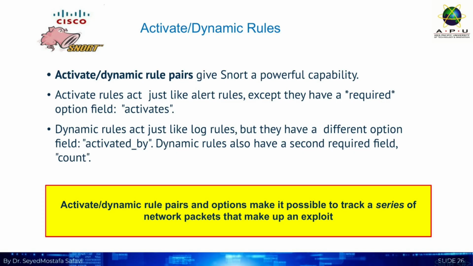Let's elaborate on the activate dynamic pair. They work together to track the multi-step attacks we saw in the intrusion lifecycle. An activate rule fires on the first suspicious step. It has a mandatory activates field. This activation turns on a dynamic rule, which then monitors for the next step of the exploit. The dynamic rule is idle until the activate rule enables it. It needs a count field to track how many times it has been triggered. This is essential for detecting sequential attack patterns.